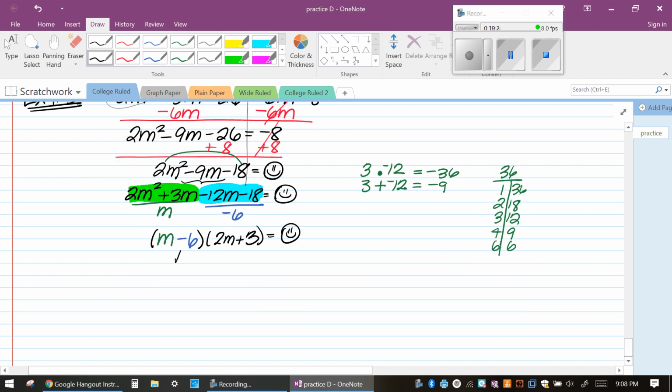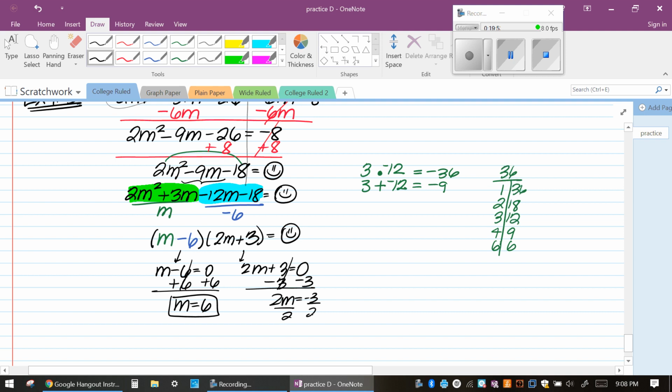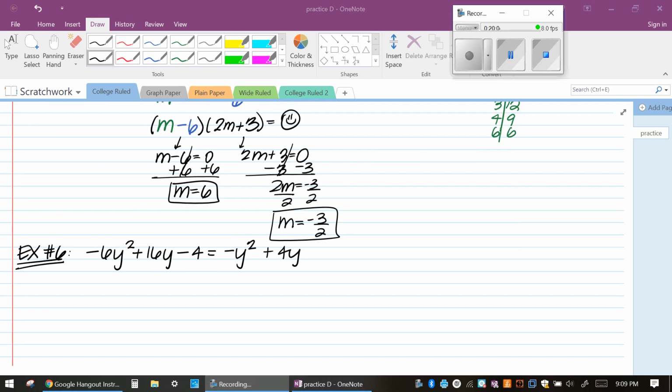Okay, pause the video, go ahead and set each of these equal to 0 and find the other two solutions. Push play when you are ready. Push pause, solve them, and then push play when you're done. Your two solutions are negative 3 halves and positive 6. Okay, go ahead and write down example number 6.